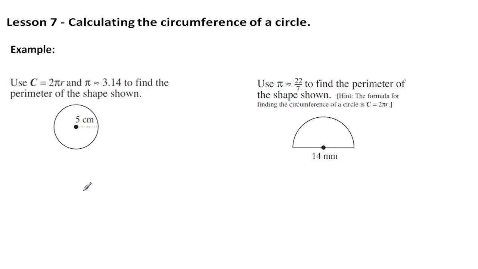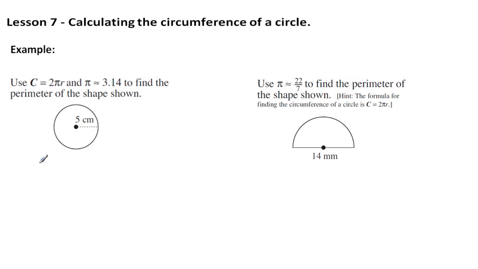Now this is a fairly easy formula to use, but just beware that you've got to use the value that is asked for. In these two examples, pi is going to be 3.14, and in this one it'll be the fraction 22 over 7. Sometimes you're free to use your calculator pi, so read the question carefully.